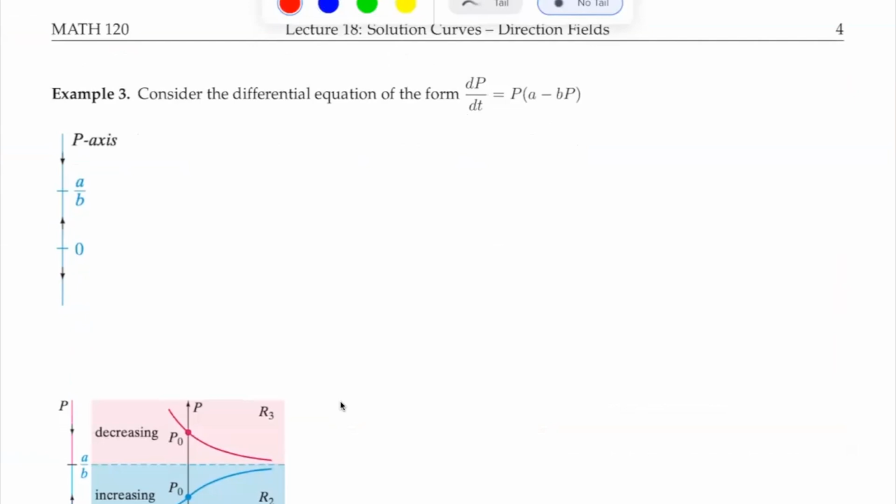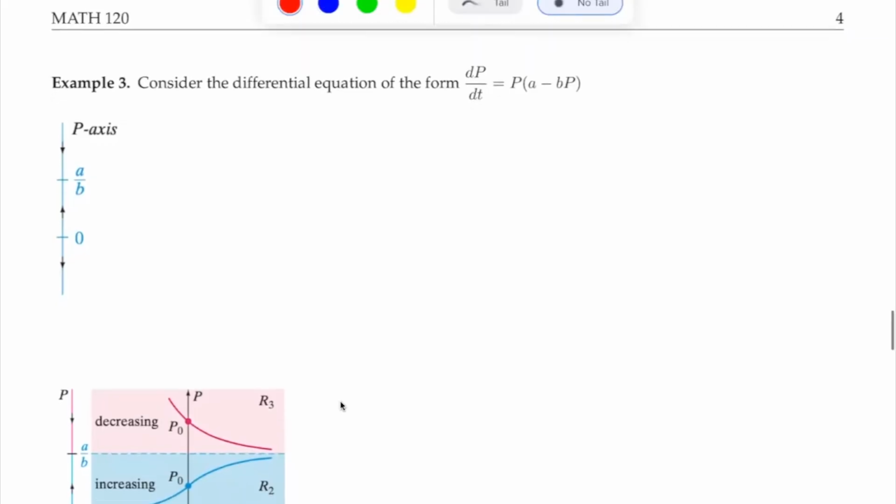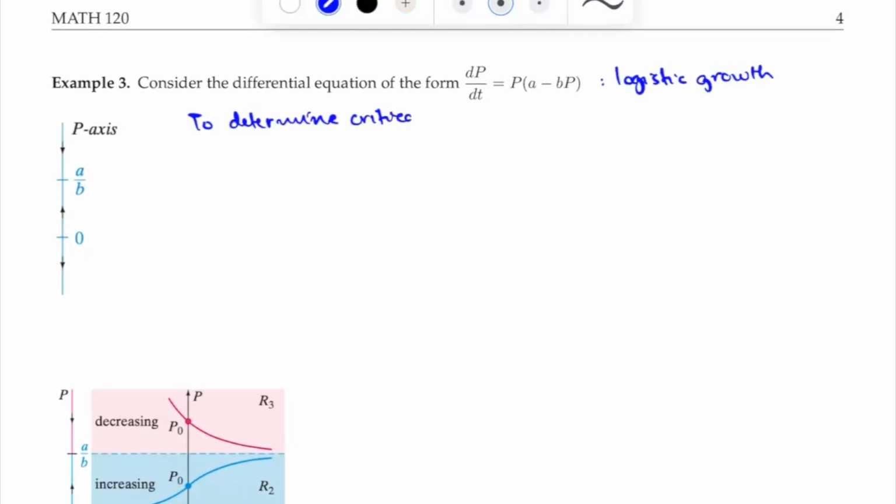We're not going to solve this analytically. You could, using separation of variables, but for our example in this lecture, we're just going to analyze this using the critical points and the idea of the derivative being positive, negative, or equal to zero. All right. So let me quickly note that this is the logistic growth. Now, to determine the critical number, or critical point, we set dP/dt equal to 0.